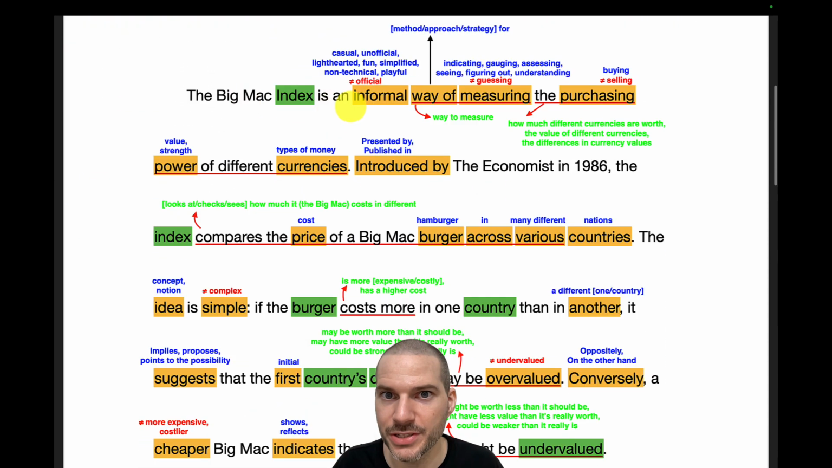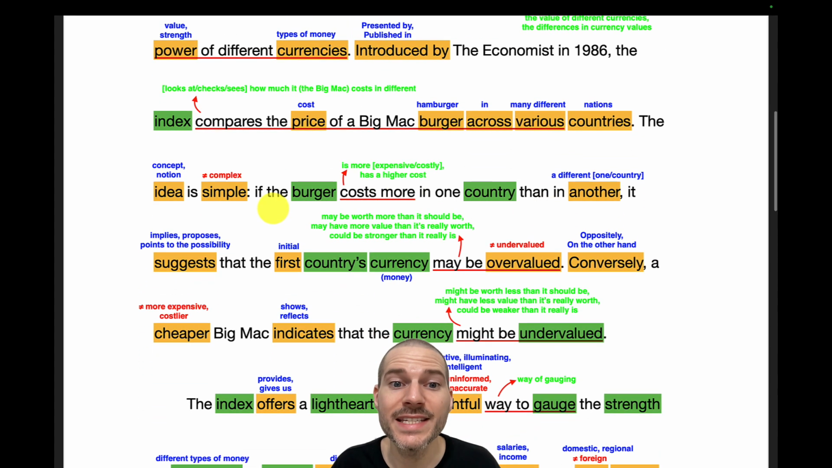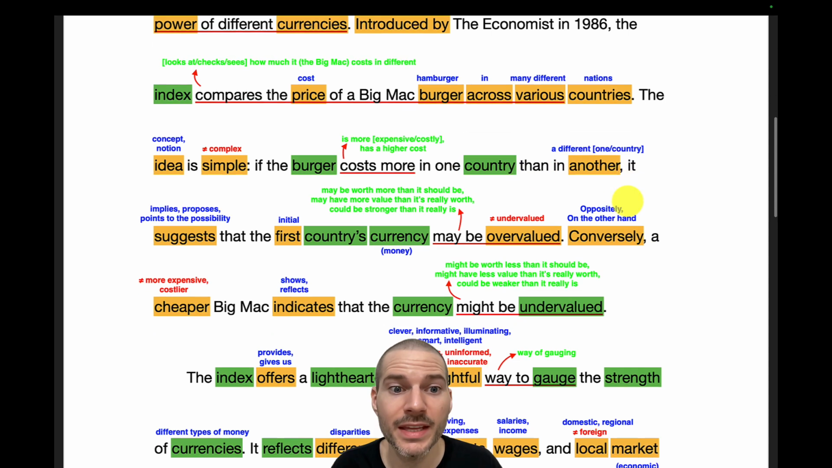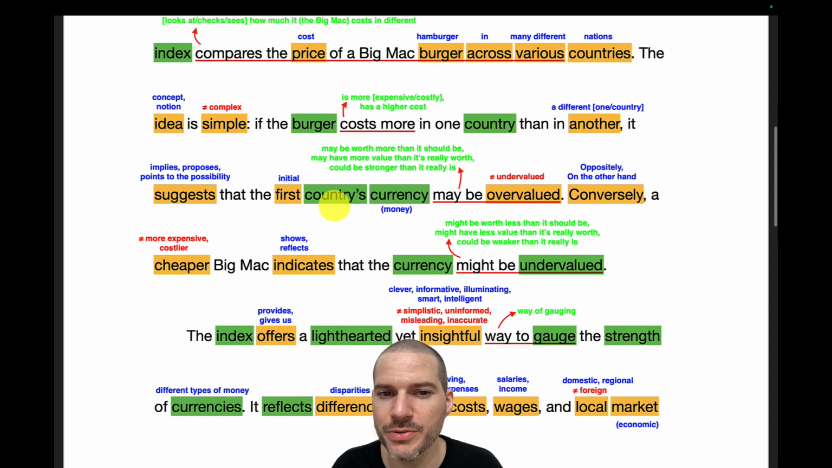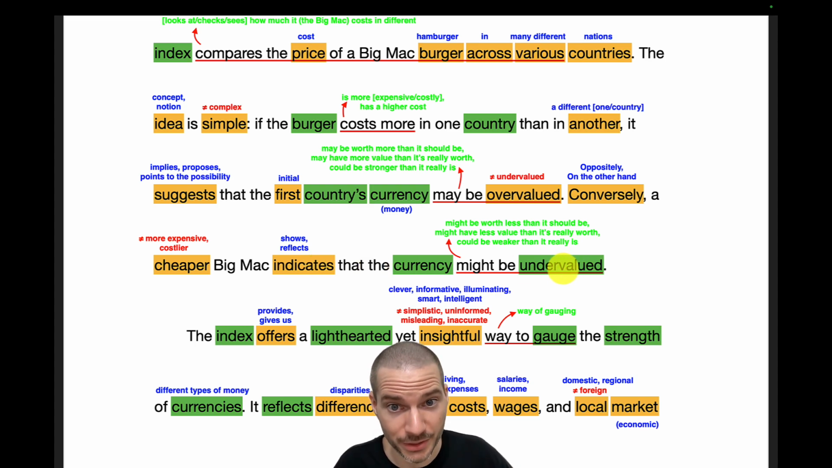The Big Mac Index is an informal way of measuring the purchasing power of different currencies. Introduced by The Economist in 1986, the index compares the price of a Big Mac burger across various countries. The idea is simple. If the burger costs more in one country than in another, it suggests that the first country's currency may be overvalued. Conversely, a cheaper Big Mac indicates that the currency might be undervalued.